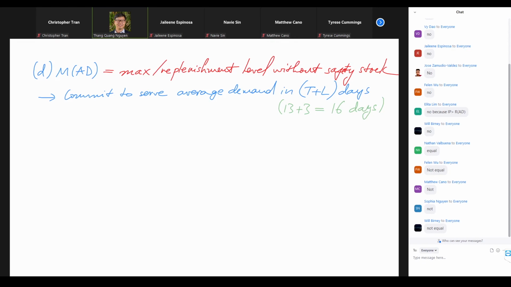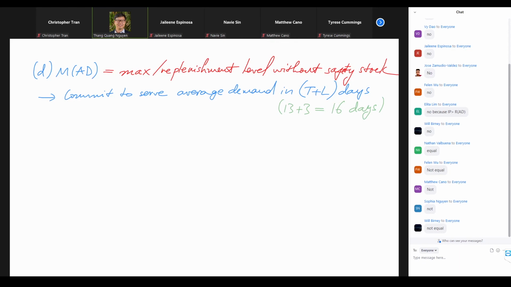We wait for 13 days to make the next order, right? But then we do not receive the merchandise right away. We wait for 3 more days. In total, we have to wait for 16 days before we receive the next shipment. So during those 16 days, we might have stock out, right? So in this case, we only try to retain enough inventory to sell to solve the average demand. So that's what we have in part D.